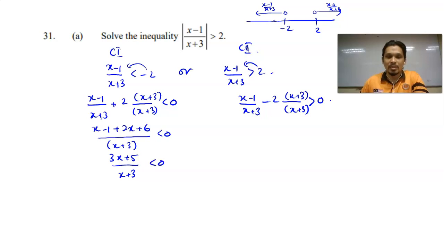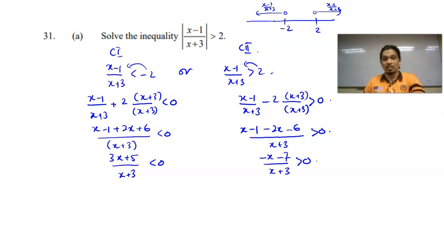And this one here now, x - 1 minus 2 times x, minus 2 times 3, which is 6, over x + 3 greater than 0. Then x - 2x is negative x, and negative 1 minus 6 is negative 7, so (-x - 7)/(x + 3) > 0. We divide into two parts here.